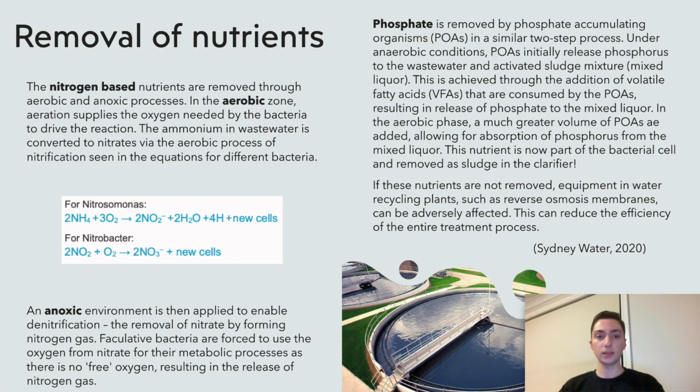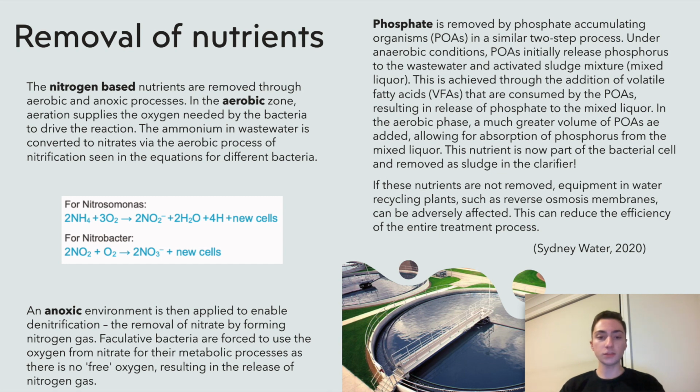Removal of nutrients. The nitrogen-based nutrients are removed through aerobic and anoxic processes. The ammonium in wastewater is converted to nitrates via the aerobic process of nitrification, seen in the equations for different bacteria below. An anoxic environment is then applied to enable denitrification, the removal of nitrate by forming nitrogen gas. Facultative bacteria are forced to use the oxygen from nitrate for their metabolic processes as there is no free oxygen, resulting in the release of nitrogen gas.